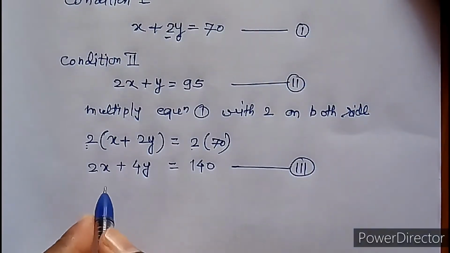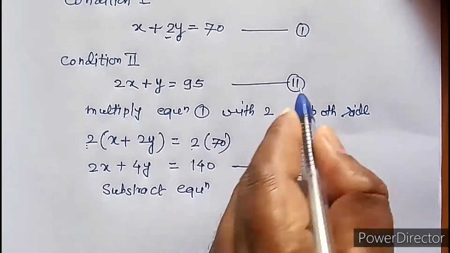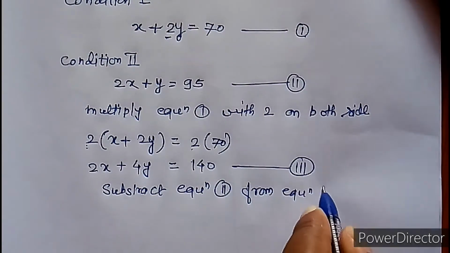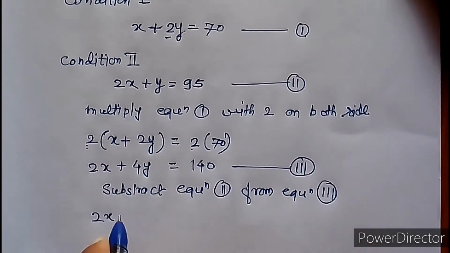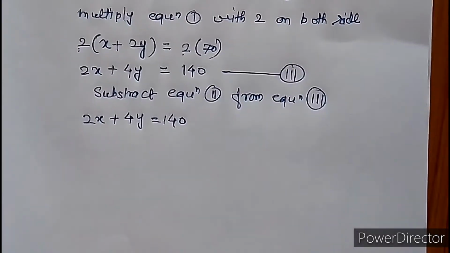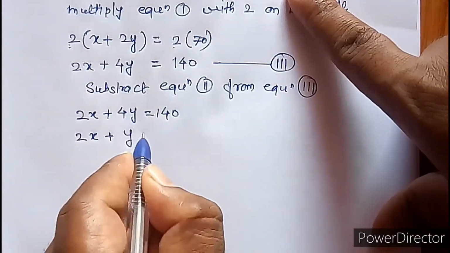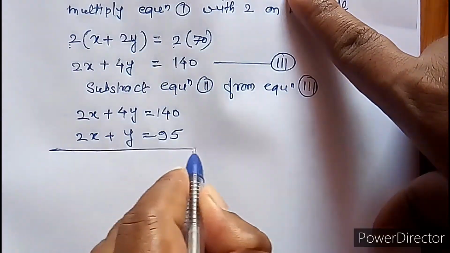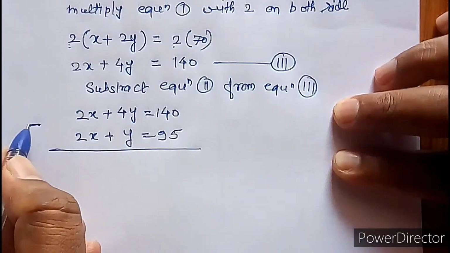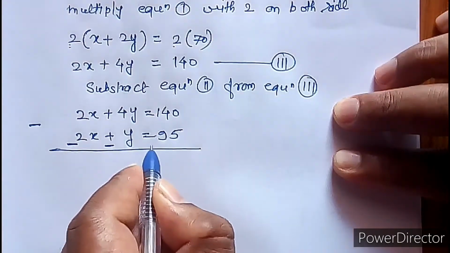Now subtract equation 2 from equation 3. Equation 3 is 2x plus 4y equals 140, and we have to subtract equation number 2, that is 2x plus y equals 95, from this equation number 3. Now we have to subtract, so give a minus sign here. The minus sign changes all the signs of the second equation: plus becomes minus, plus becomes minus.